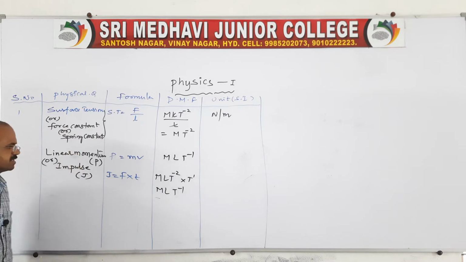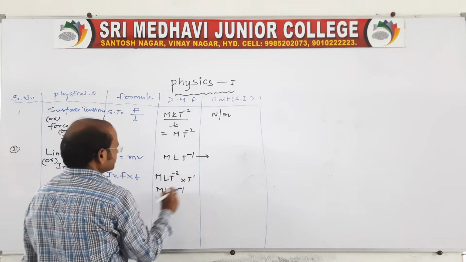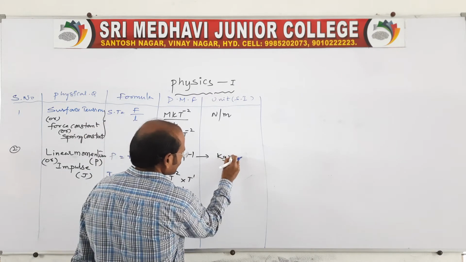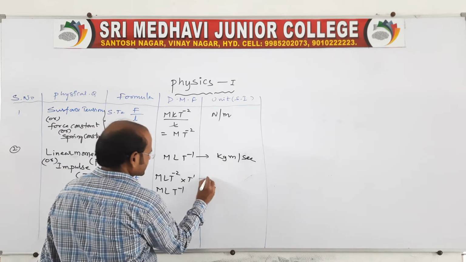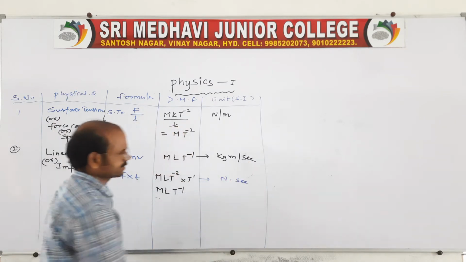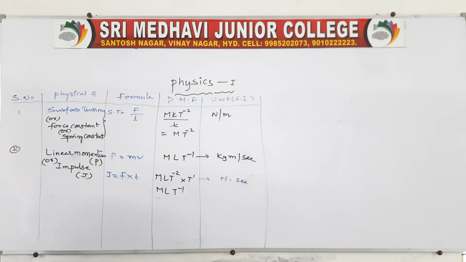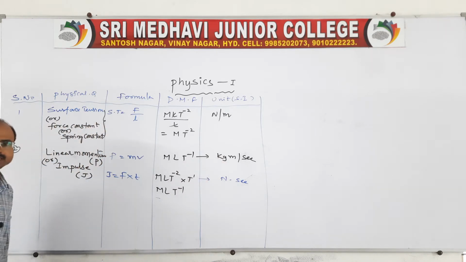Linear momentum and impulse have the same dimensional formula, and the unit for momentum is kg meter per second, whereas for impulse it is Newton second, since force is Newton and time is second. So both have the same dimensions, but the units are different. We should know the statements.